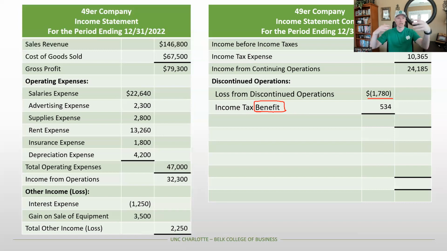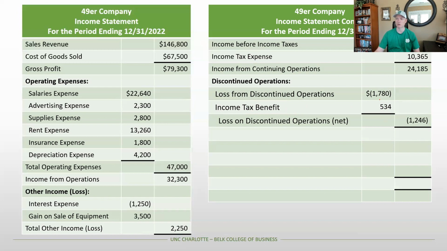And so it's sort of whichever way you go. If it's a loss, it's a benefit. If it's a gain, then it's an expense, because the reality is gains result in more income tax expense, whereas losses result in less income tax expense. But similarly, we take that loss, we multiply it by 30%, and that calculates our income tax benefit. And then the net is what's reported in the right column.